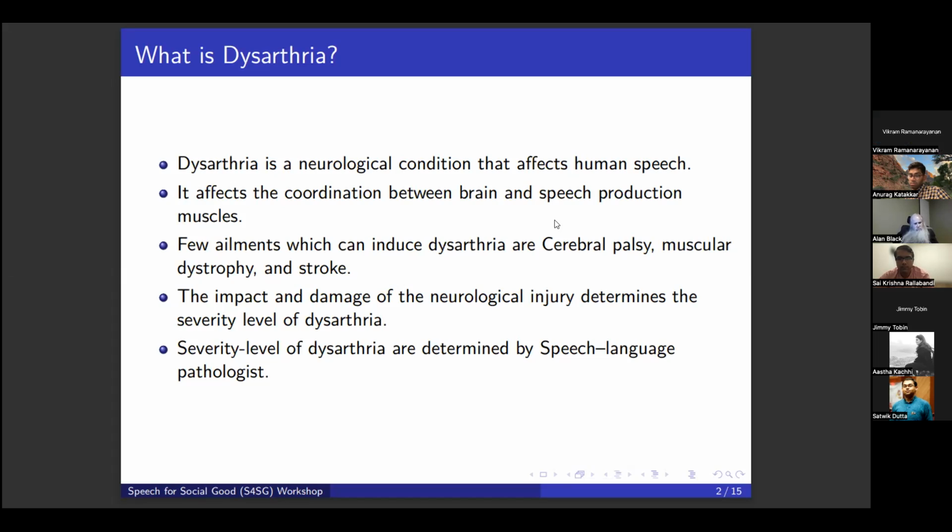There are different types of dysarthria based on the impact and the area on the brain. So the treatment goes on. The severity level of the dysarthria is determined by the speech language pathologist. Hence, the severity level classification is an important element for the speech language pathologist, as well as an important factor for assistive technologies like voice assistants or ASR, and even speech enhancement.